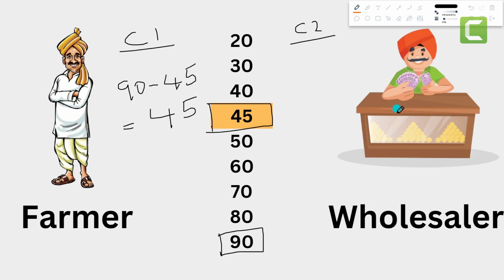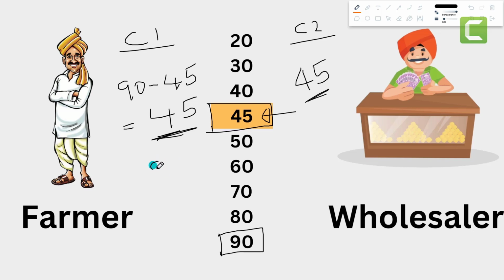So here, how much profit is the wholesaler making? He is making 45 rupees extra profit, because he is buying at 45 rupees per kg from the farmer. So the farmer is losing 45 and the wholesaler is gaining 45.